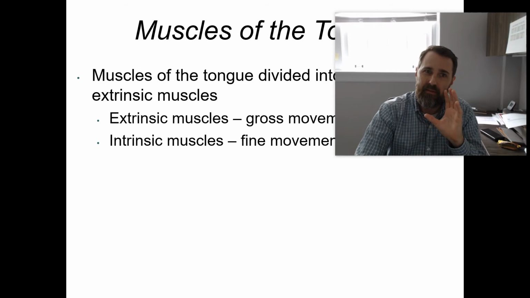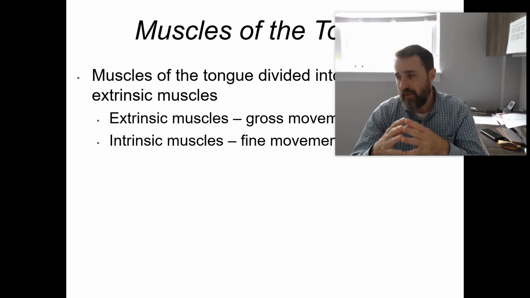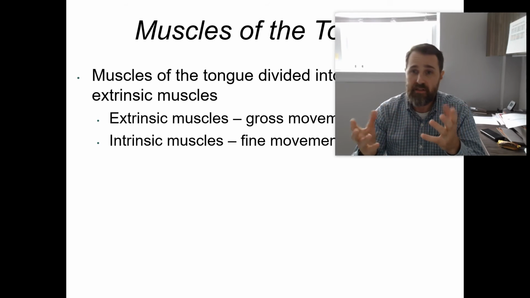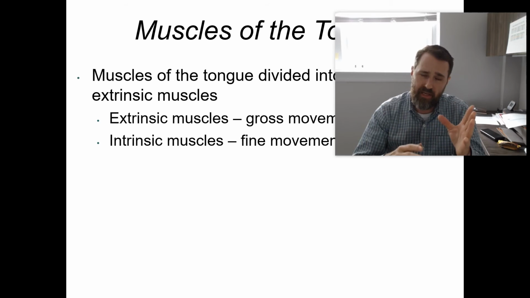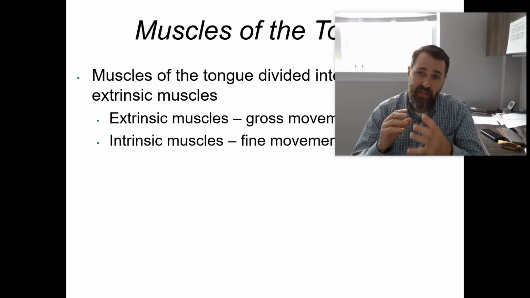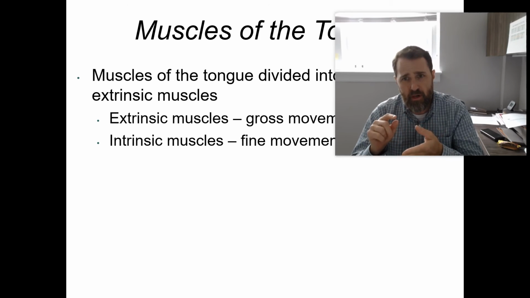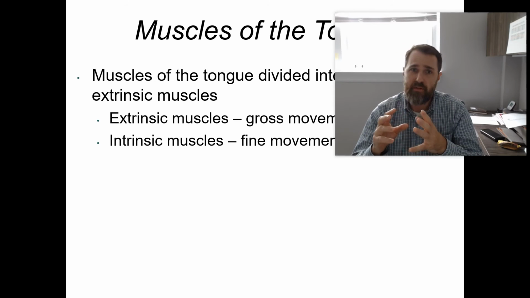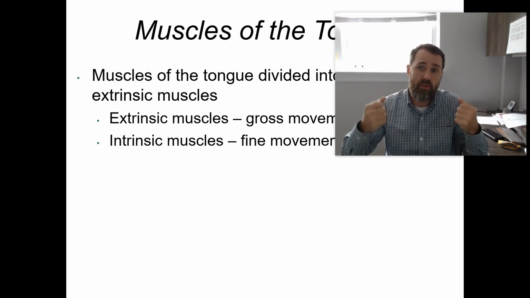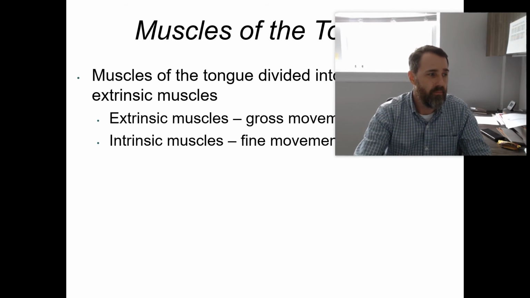All right, so moving on now into the muscles of the tongue. Like the muscles of the larynx, the muscles of the tongue are also divided into intrinsic and extrinsic muscles. The intrinsic muscles of the tongue are responsible for small movements, fine movements of the tongue. The extrinsic muscles are responsible for gross movements of the tongue, meaning large movements of the tongue.